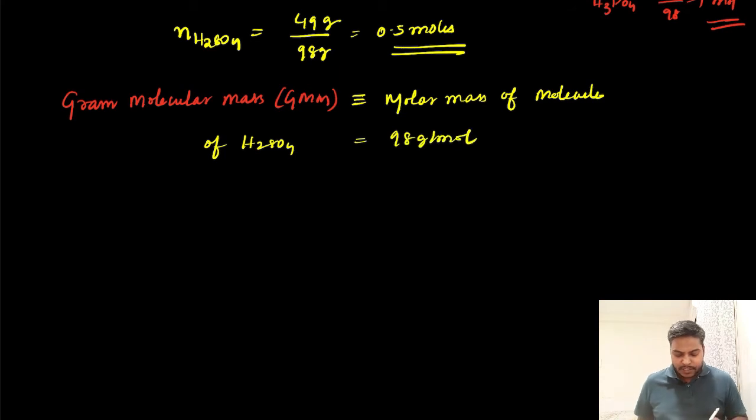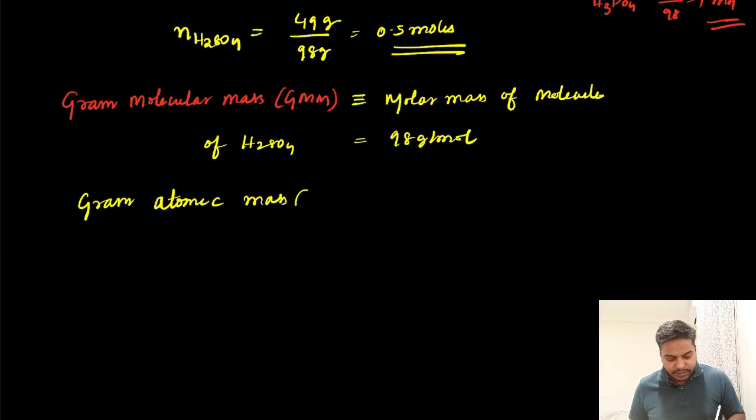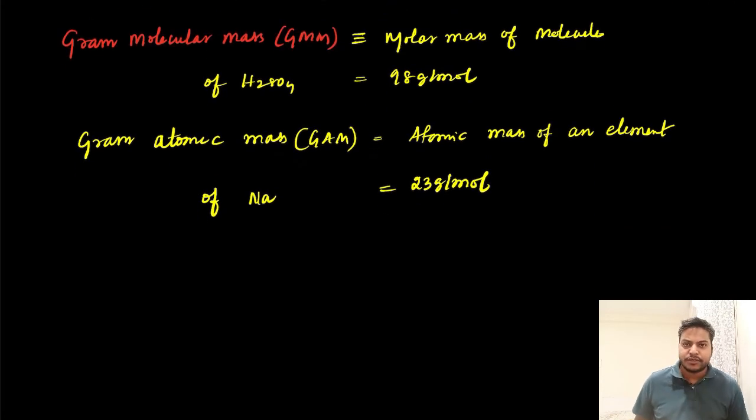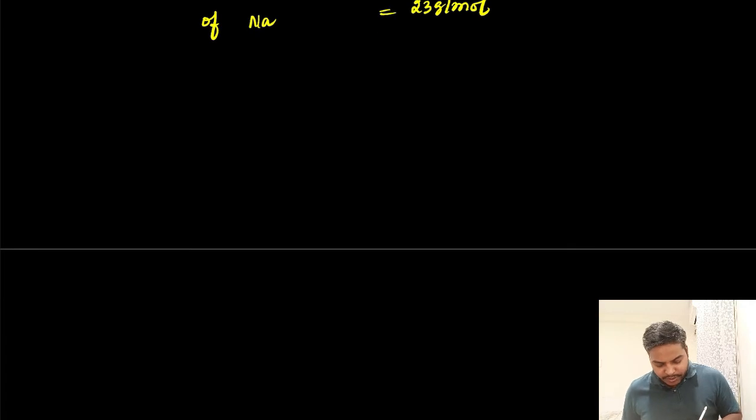That's it. Similarly, I can use the term gram atomic mass, GAM, but this is for the atomic mass of an element. Okay. But the units this time will be, suppose you are asking about, let's say sodium, then this will be 23 grams per mole. So I want you guys to be aware of these two terms also. Next important term I want you to learn is what is the STP condition.